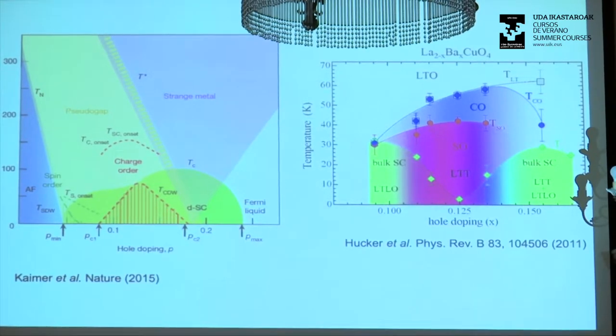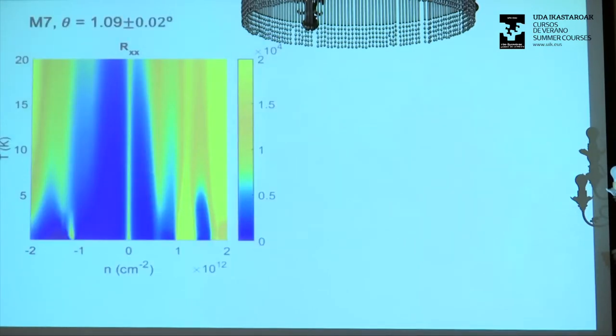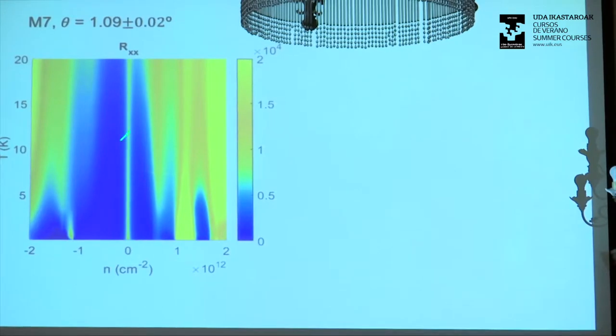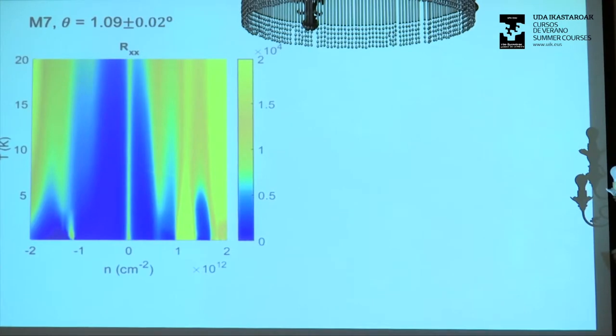So let me show you a little of what we see in our devices, and we've seen this in a number of devices. This is the high temperature, in quotes, high compared to the temperatures I was showing you yesterday, where everything was below a Kelvin or below 2 Kelvin. We're going now up to 20 Kelvin or so. This is a 1.09 degree device. If you measure the resistivity versus temperature and versus density, let me orient you in this plot. This is the charge neutrality, so we have a resistance peak. The behavior is metallic, but there is a resistance peak, same as in graphene, at charge neutrality.